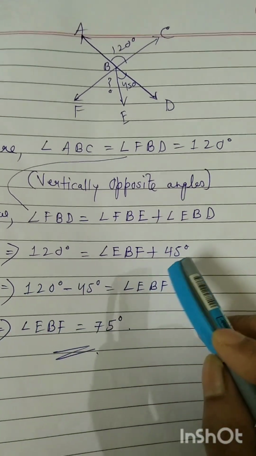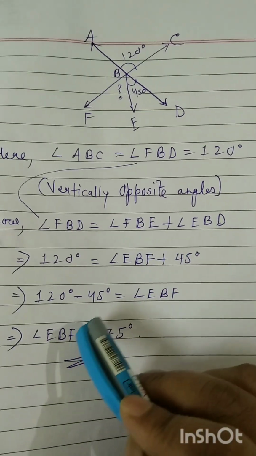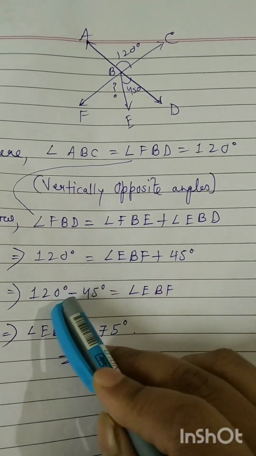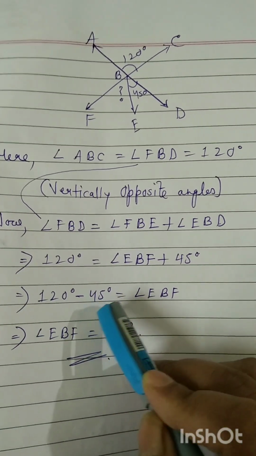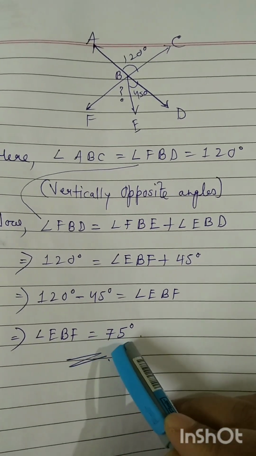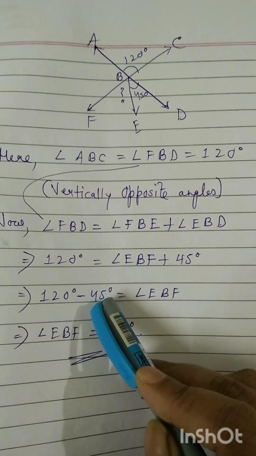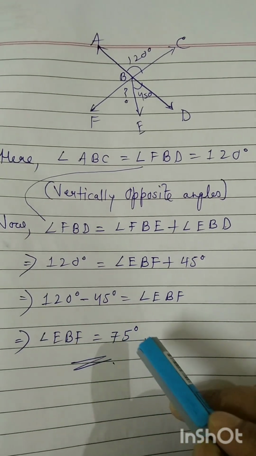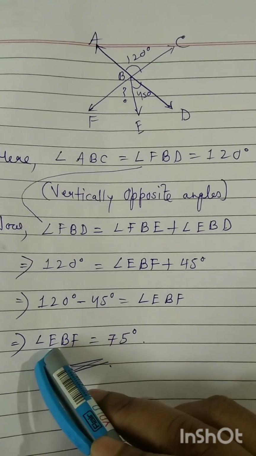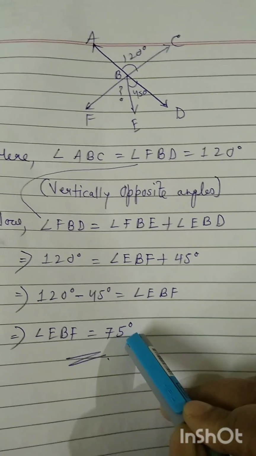So after putting these values, we get angle EBF is equal to 120 degrees minus 45 degrees, which is 75 degrees. When we subtract 45 from 120, it is 75 degrees. So the value of angle EBF is 75 degrees.